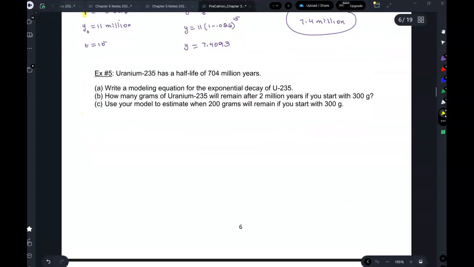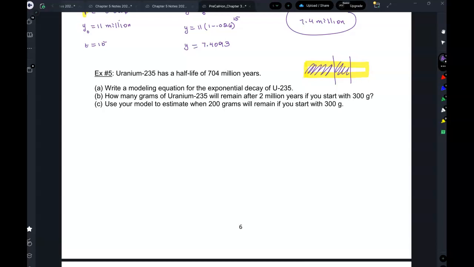Okay, so uranium-235 has a half-life of 704 million years. Write a modeling equation for the exponential decay of uranium-235. So do we know what half-life is? Half-life is the time it takes for half of something to decay. For example, if you start with this much uranium, and the half-life is 704 million years, in 704 million years, this much of it will have decayed away. In another 704 million, half of that would have decayed. Okay, so now we need to write a modeling equation.